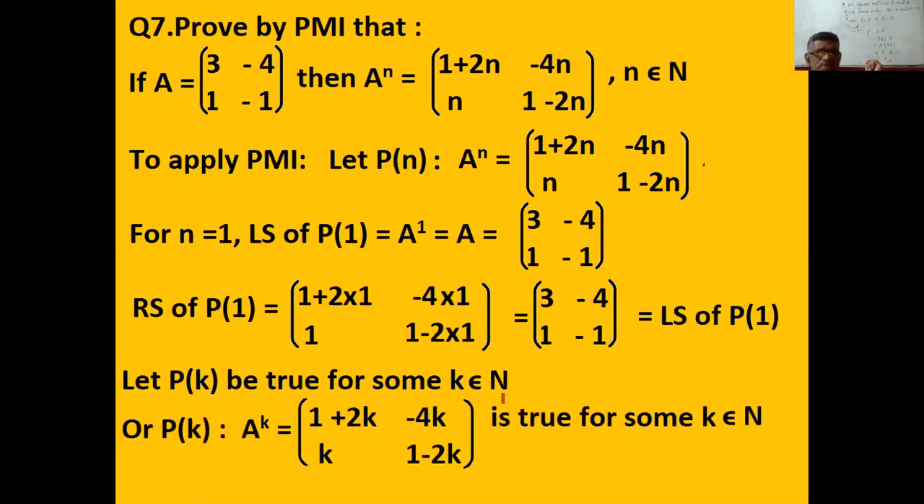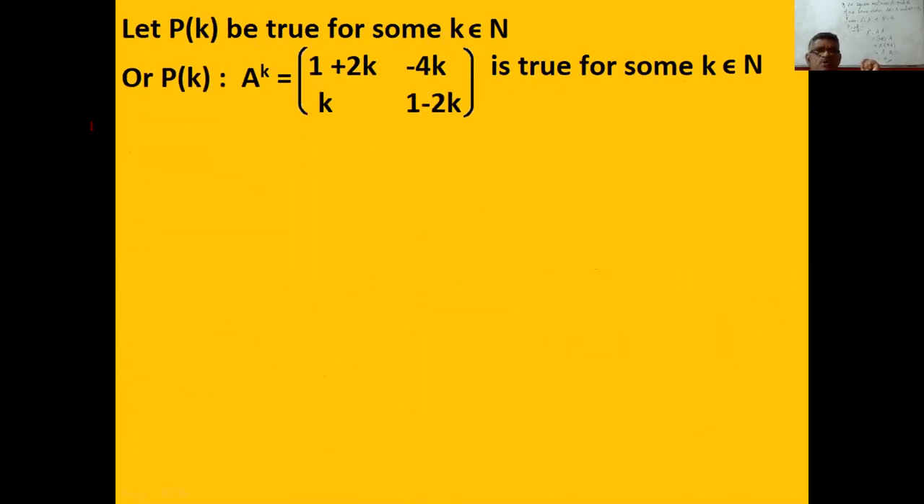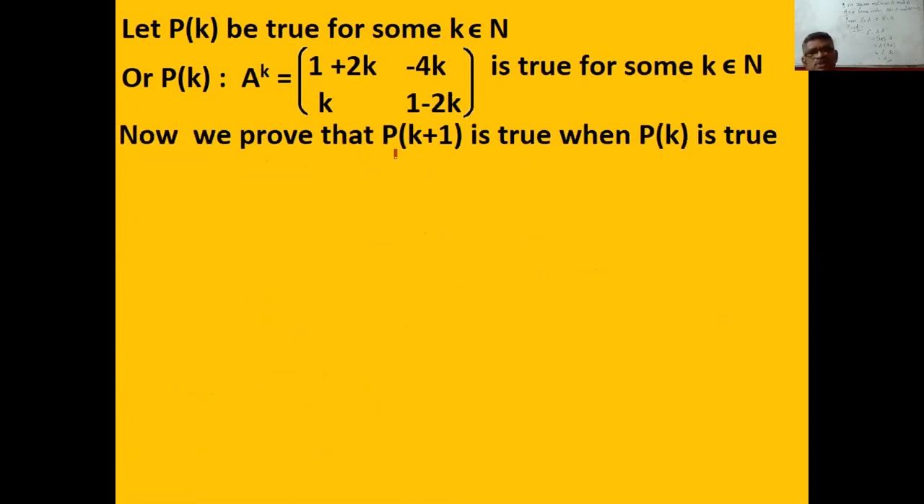What do we mean by that? P(k), that is A raised to k equal to, instead of n, you write k. A raised to k is equal to [1+2k, -4k; k, 1-2k], for some k belongs to N, your P(k). What are we to prove? We have to prove that P(k+1) is true when P(k) is true. So we already assumed P(k) is true. We have to establish P(k+1).